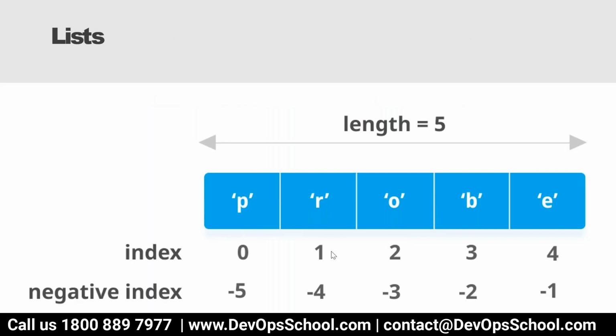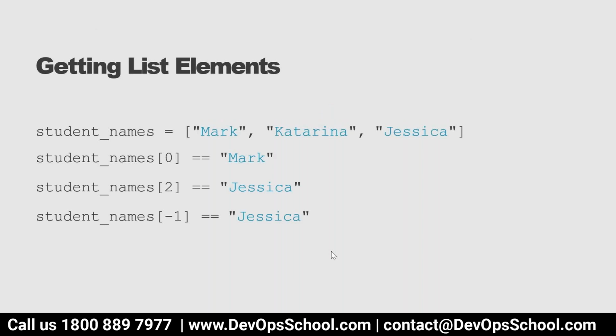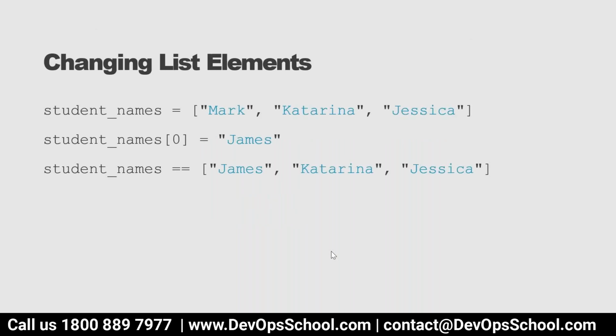Okay, so negative index, I discussed about it. So yes, P is a 0, R is a 1, O is a 2, B is 3, like that. But you have a negative index also. Now this is the empty list. The first one is empty, the second one is having elements. So both you can declare. How do we get the list elements? So yes, you can print that using index number. How can you change it? Look at this. You can change any index like this.